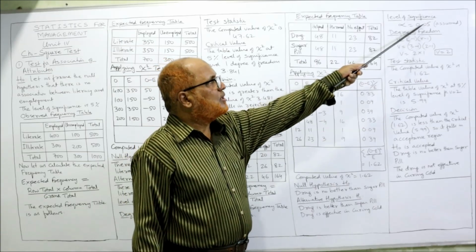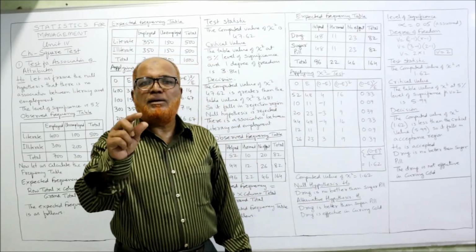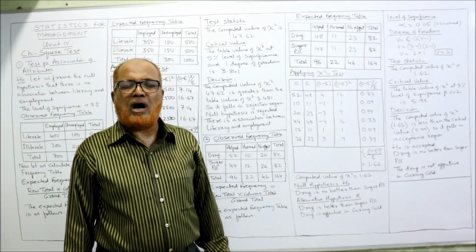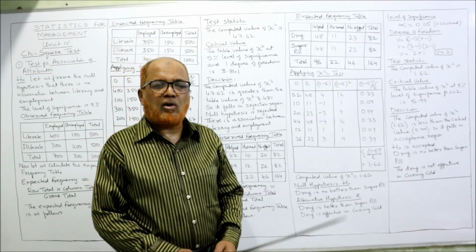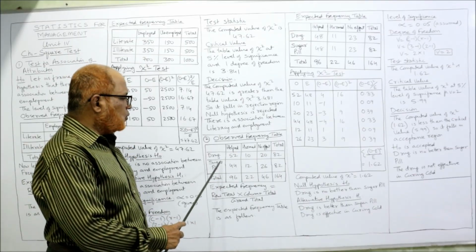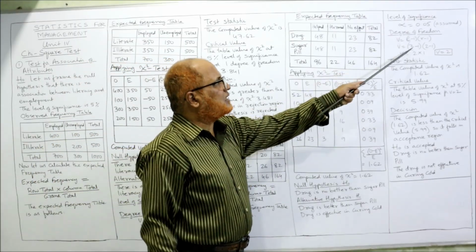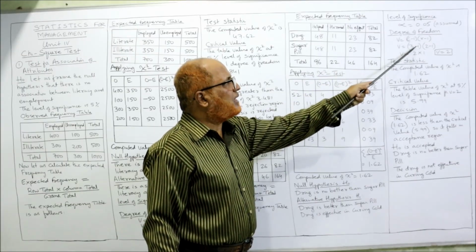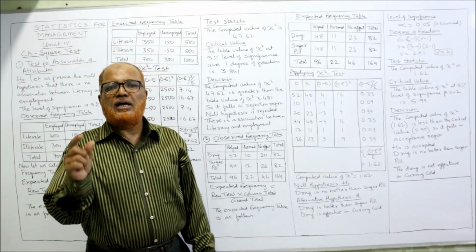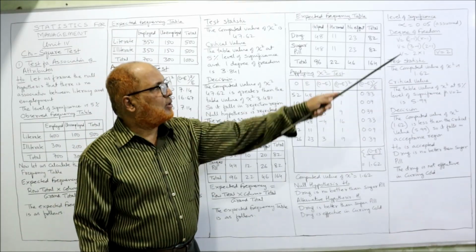So here assumed. Degree of freedom, C minus 1 into R minus 1. C stands for columns. R stands for rows. So here columns are 3, 1, 2, 3 columns. And rows are 2. So in place of C, 3. In place of R, 2. 3 minus 1, 2. 2 minus 1, 1. So V is equal to 2. Degree of freedom, V is equal to 2.